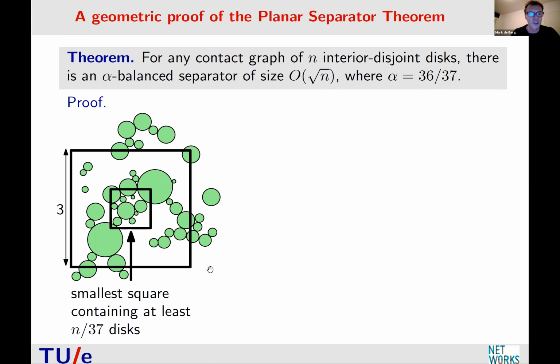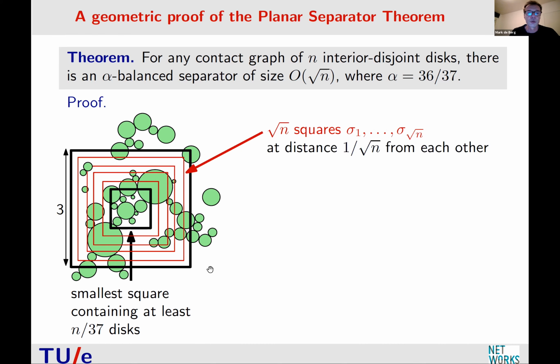So the proof is as follows. I'm going to take the smallest square that contains at least n over 37 disks. For now, I don't worry about how much time it takes to compute the separator. I just want to show you an existence proof. So I'm going to take this smallest square, that's the inner one, and I'm going to blow it up by a factor 3, that's the outer one that you see.